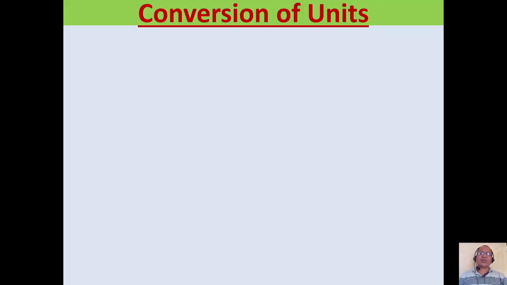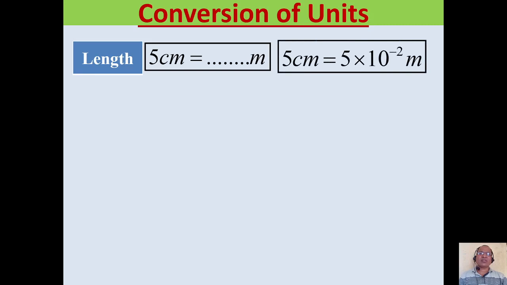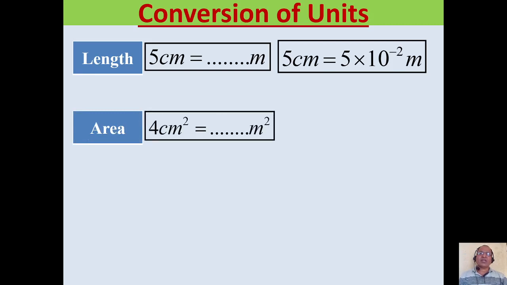Let us start with conversion of units of centimeter to meter. Suppose length is given in centimeter, and we have to convert it into meter. So 5 centimeter in meter: we know that centi stands for 10 raised to minus 2. 5 remains as it is, so 5 centimeter is equal to 5 into 10 raised to minus 2 meter. Instead of centi, just write 10 raised to minus 2.